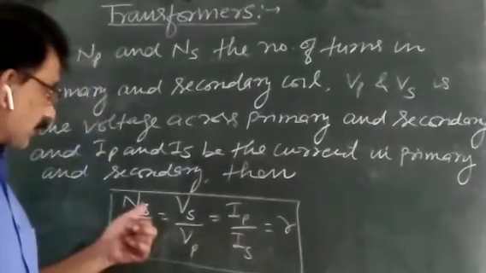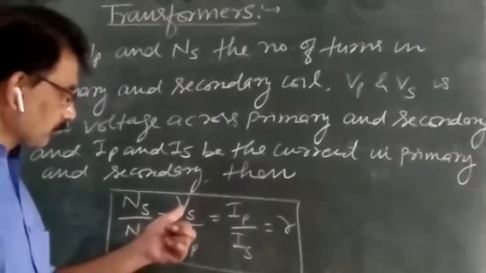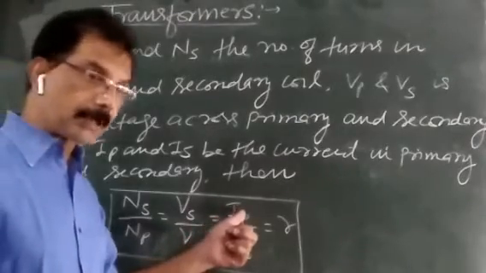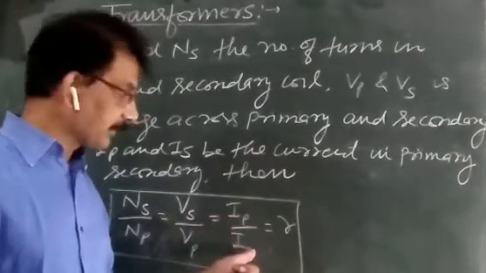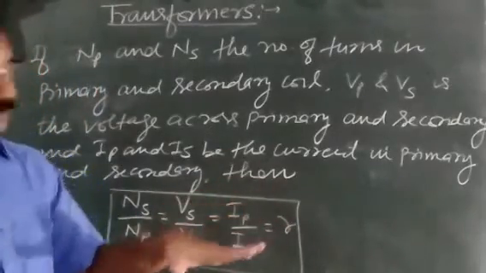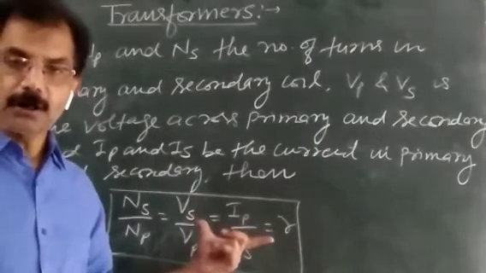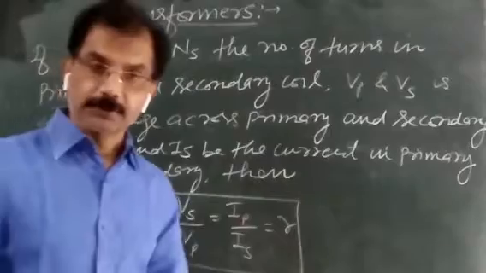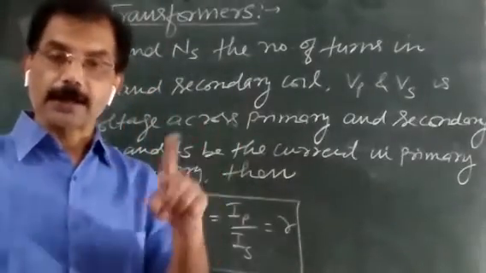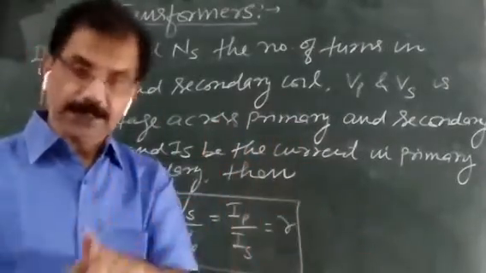So simply you can say the number of turns in the secondary coil to the number of turns in the primary coil is equal to the voltage across the secondary to the voltage across the primary, which is equal to the current in the primary upon the current in the secondary, and this ratio is called the transformation ratio. By using this relation, you can solve numerical problems based on the transformer. But remember this, the input voltage is always applied across the primary in a transformer, and the output is taken across the secondary.